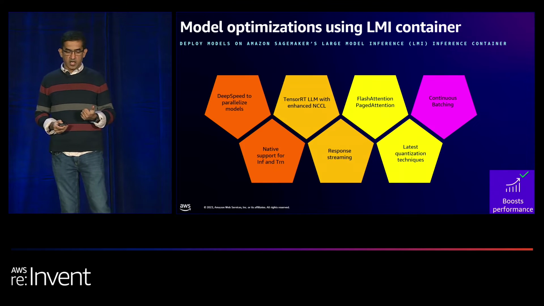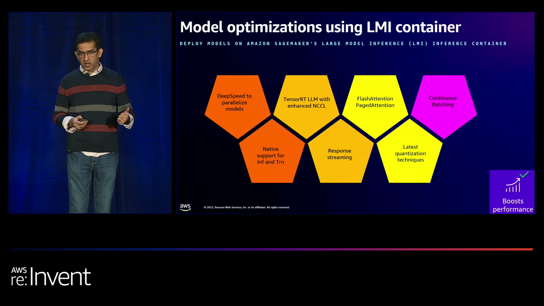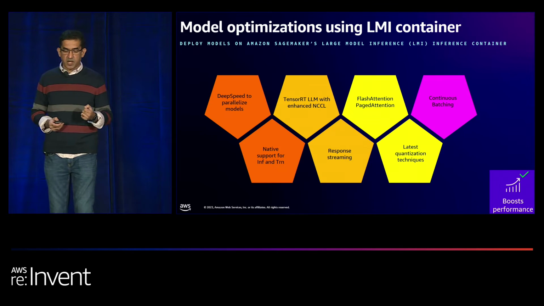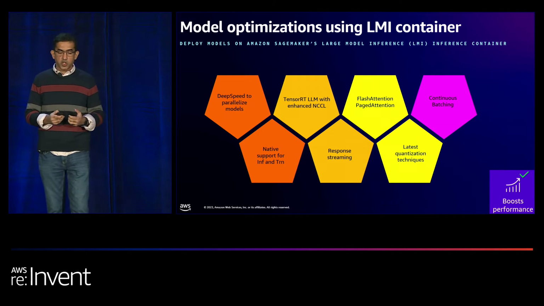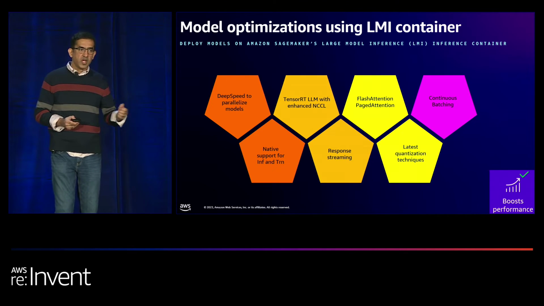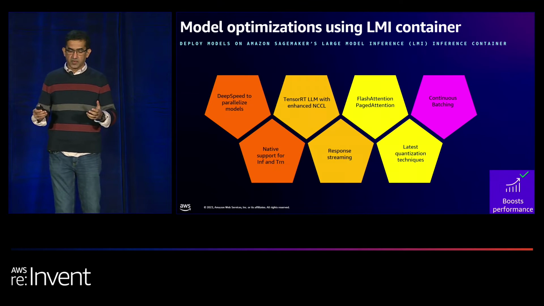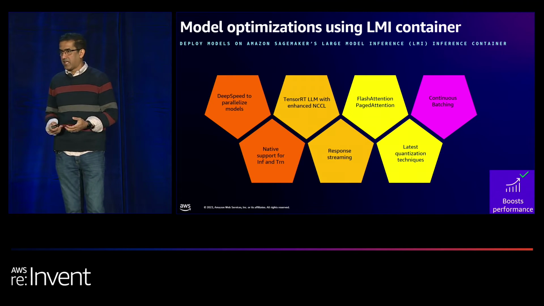The LMI container includes libraries such as DeepSpeed that automatically parallelize your model for distributed inference. The latest LMI container also includes the TensorRT LLM library from NVIDIA with additional improvements that speed up inter-GPU communications to improve latency. To make it easy to compile models using TensorRT LLM, the container includes a low-code interface that simplifies the compilation process for you. So all you need to do is specify the model ID and a few optional model parameters, and all of the heavy lifting which is required to build the TensorRT optimized model, the compiled model, is managed by the LMI container.